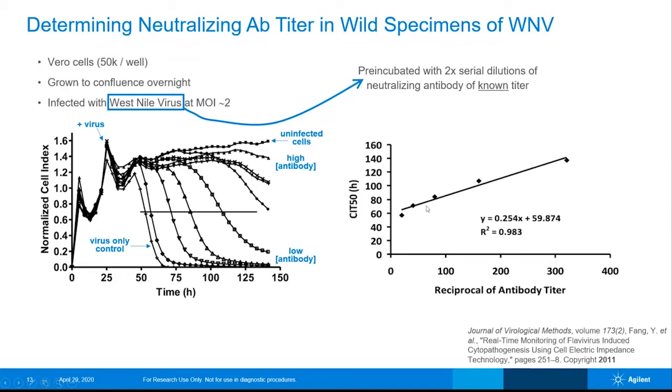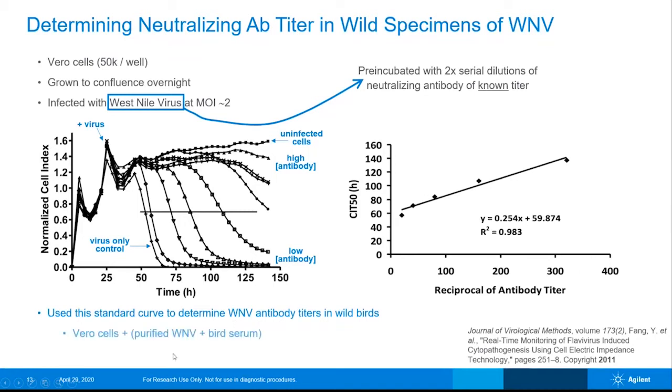So the authors then used this standard curve that was produced with an antibody of known concentration to then analyze West Nile virus titers in wild birds. So again, what that looks like is to take Vero cells, grow them in this electronic plate, and then you're adding to this purified West Nile virus that has been pre-incubated, now not with antibody that's purified, but with bird serum. And so, for example, if you ran the assay and you found that it took about 80 hours in order to have a half killing response, then you could easily determine the antibody titer in that bird's serum.